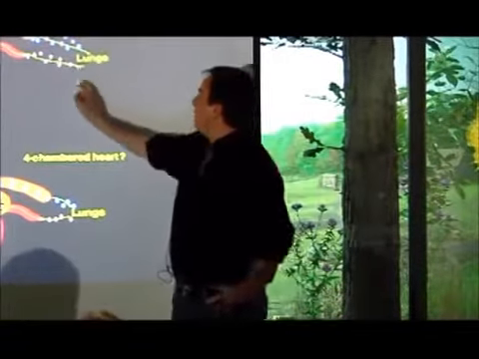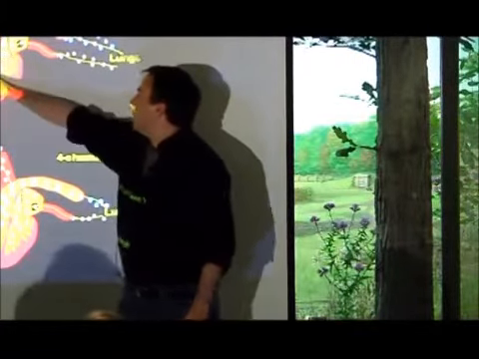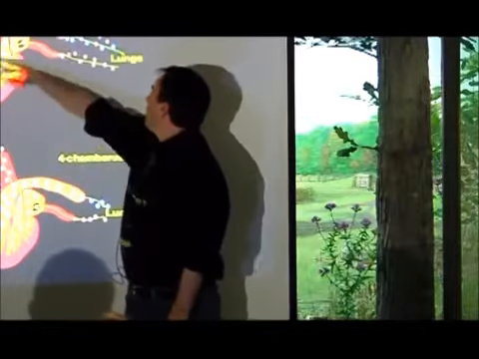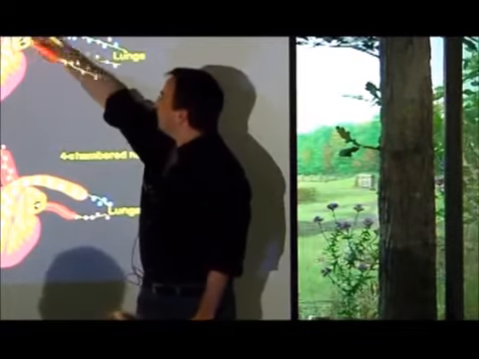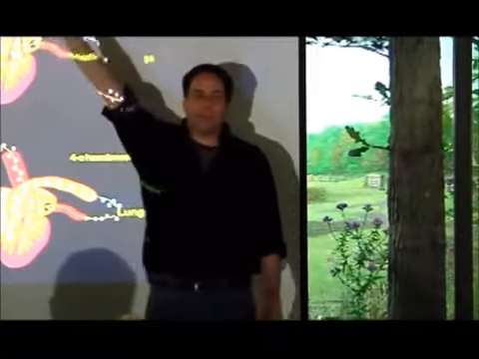So the blood comes in from the body after it's delivered its oxygen, comes into this atrium. It gets pumped into a ventricle here. Ventricle then pushes it to the lungs where it picks up oxygen, back to the heart here, into this atrium, pumped into the ventricle, and then sent to the body.